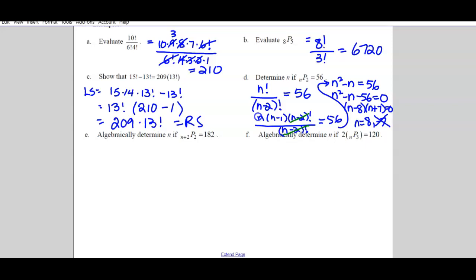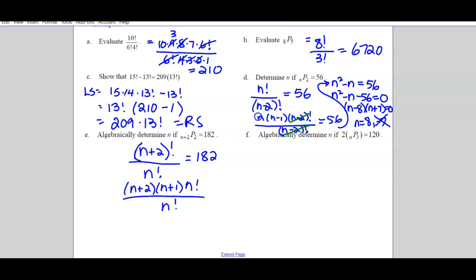Okay, so next one here, same type. Now we're starting with n plus 2 factorial over n plus 2 minus 2, which is n factorial. You don't have to show this step, but you can break up the numerator into some factors so that you can see that division. If you know right away that the factors left over are n plus 2 times n plus 1, then that's fine as well.